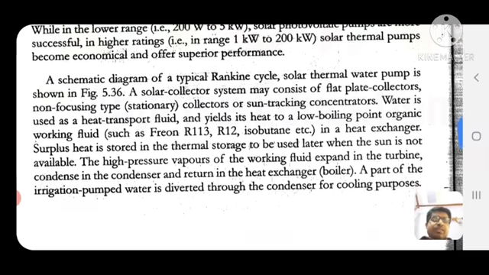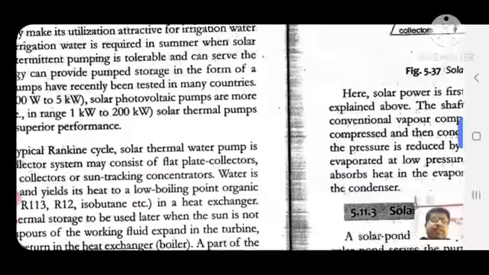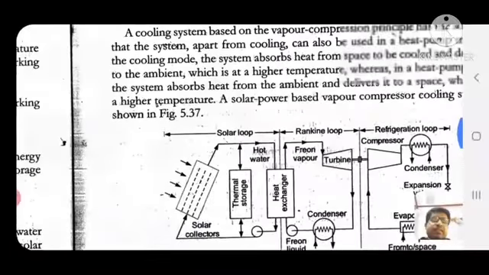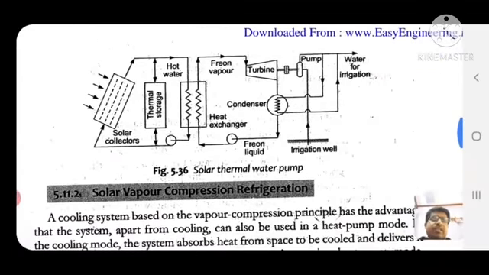The high pressure vapors of the working fluid expand in the turbine, condense in the condenser and return to the heat exchanger. A part of the irrigation pumped water is diverted through the condenser for cooling purposes. So this is the diagram.